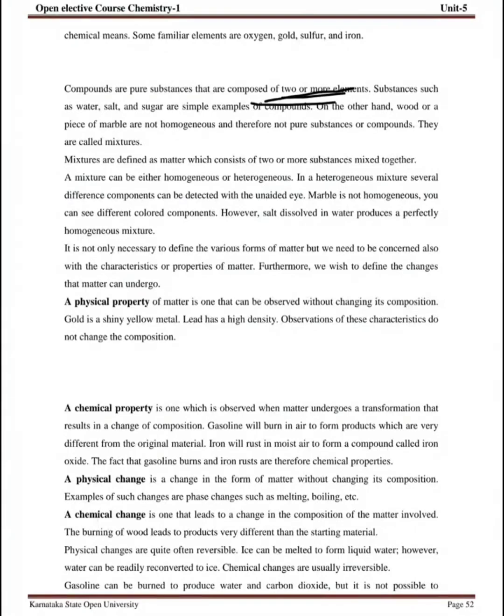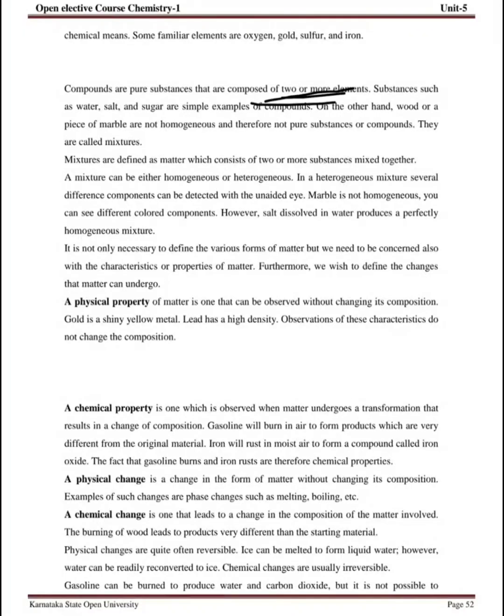Mixtures can be either homogeneous or heterogeneous, and they consist of two or more substances mixed together. That is known as homogeneous, which has the same composition throughout. But in heterogeneous, it will have a different composition and different matter. So this is the difference between homogeneous and heterogeneous.